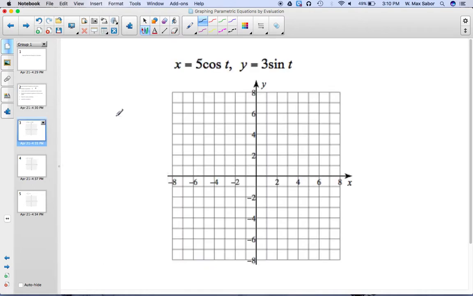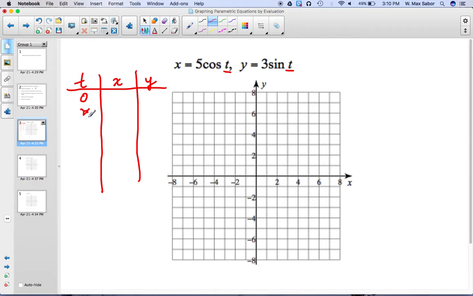So let us first identify the parameter as t. I'm going to create a table using t as the input, x and y as the output. A good choice would be to use multiples of pi, like pi over 2, pi over 4. Let's go with 0, pi over 2, pi, 3 pi over 2, and 2 pi. I'm choosing these just because this is cosine and sine.